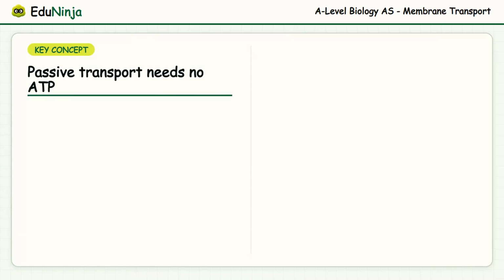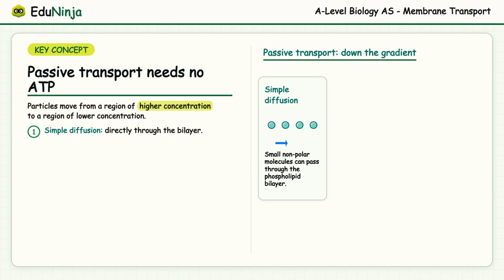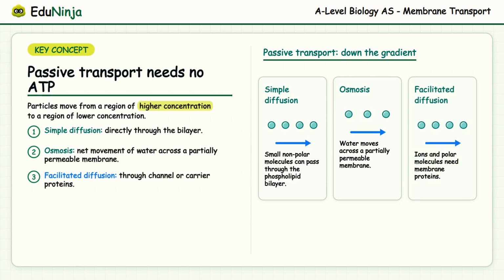Now let's separate the passive processes. Passive transport does not require ATP. In simple diffusion, small nonpolar molecules pass directly through the phospholipid bilayer. In osmosis, water moves across a partially permeable membrane. Facilitated diffusion still moves down the concentration gradient, but it uses channel or carrier proteins. The key phrase is net movement, down a concentration gradient, without ATP.